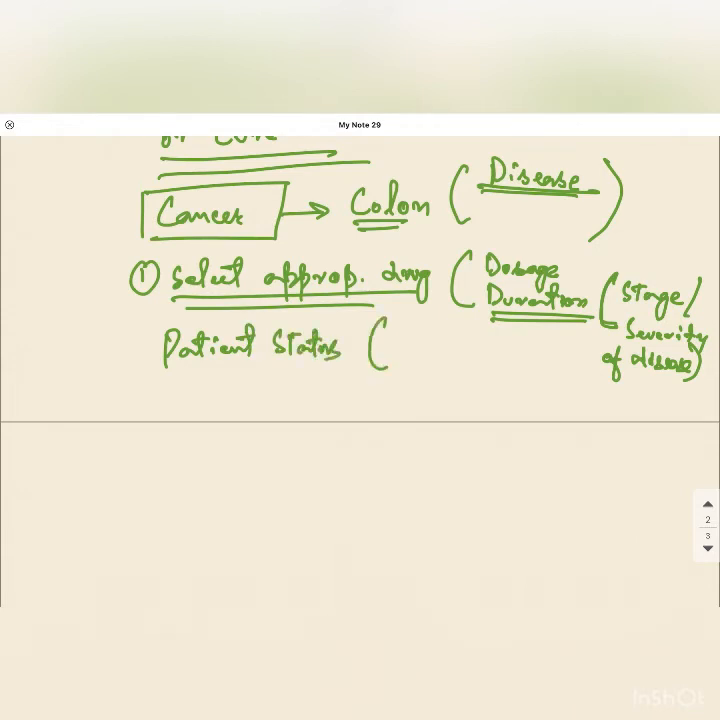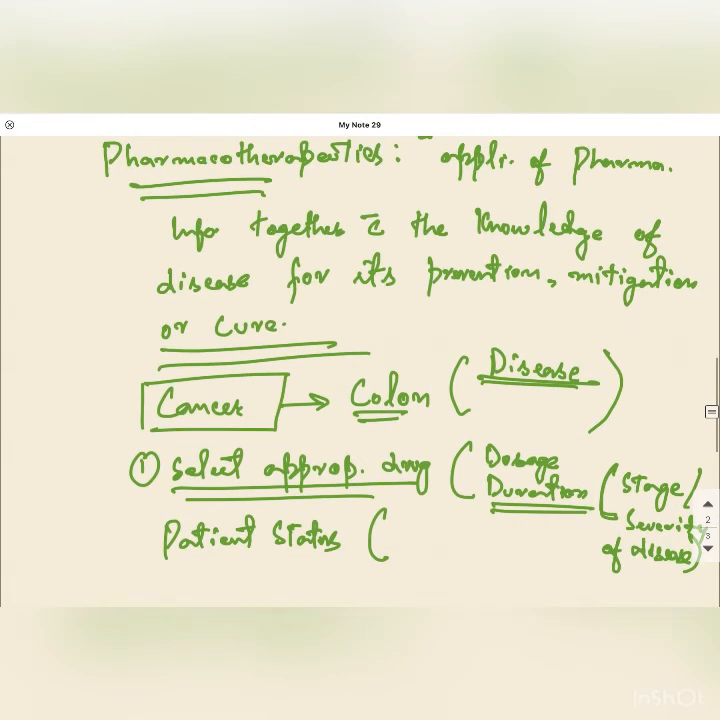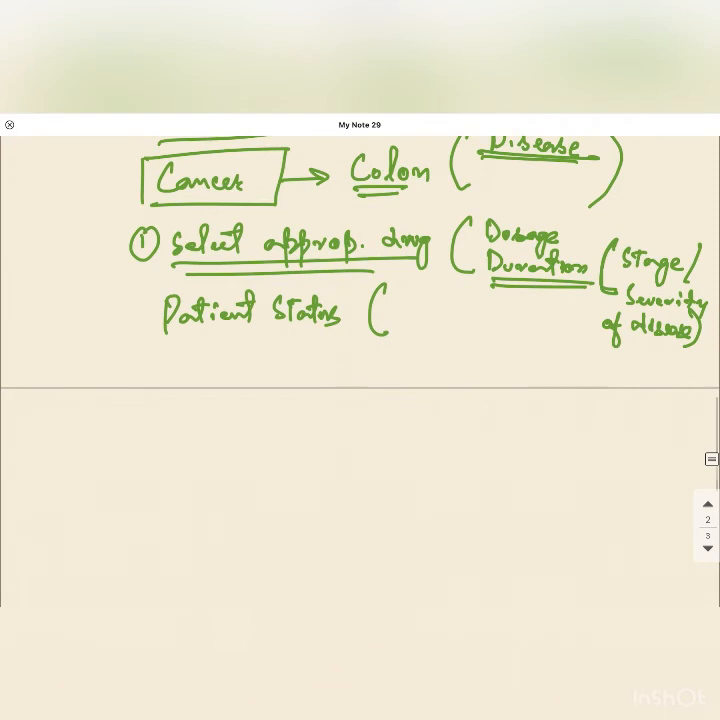We need to include every minute possible feature of the patient, like the age, the genetics, everything we keep into consideration. Then we select an appropriate drug. We select the right dosage. We select the right duration, for the benefit of the patient, for the prevention of any disease that he is suffering from. Okay, so this is pharmacotherapeutics.